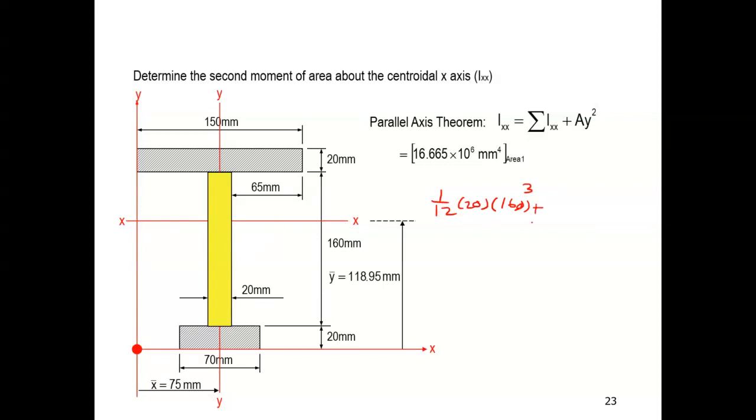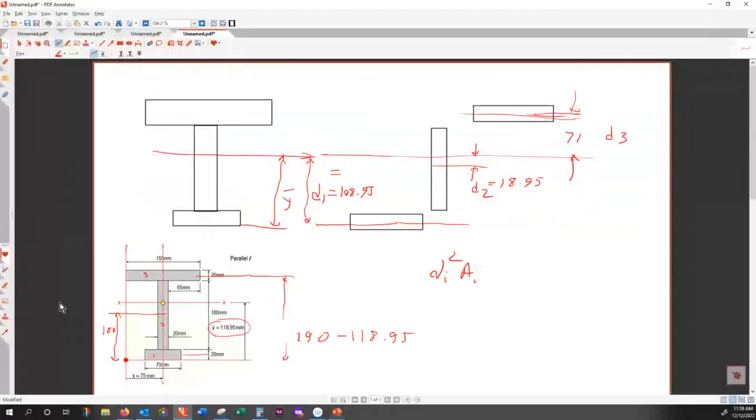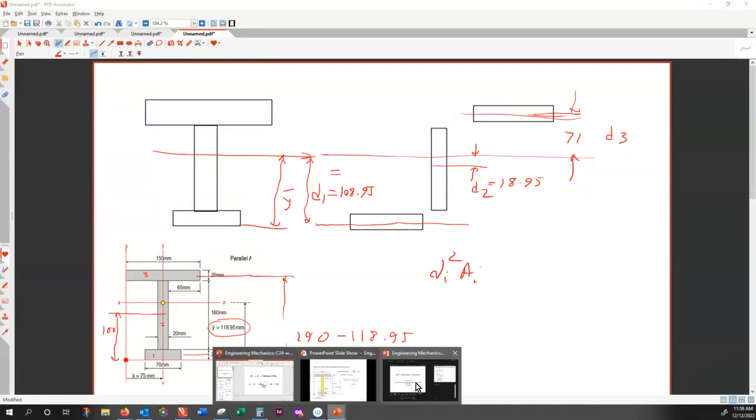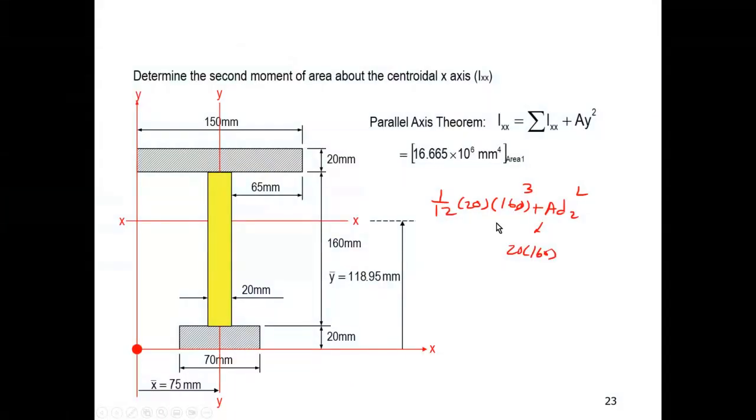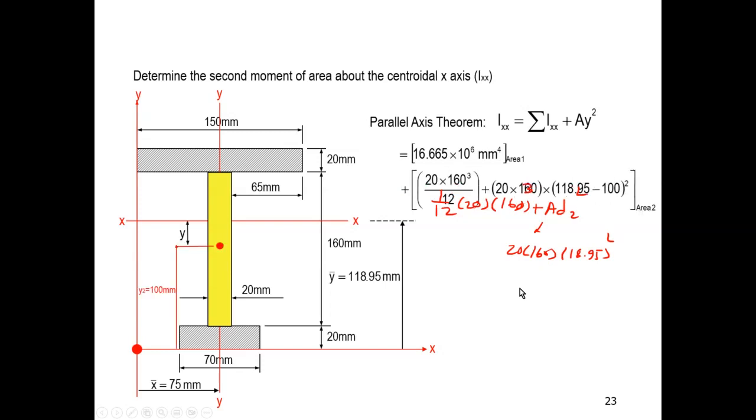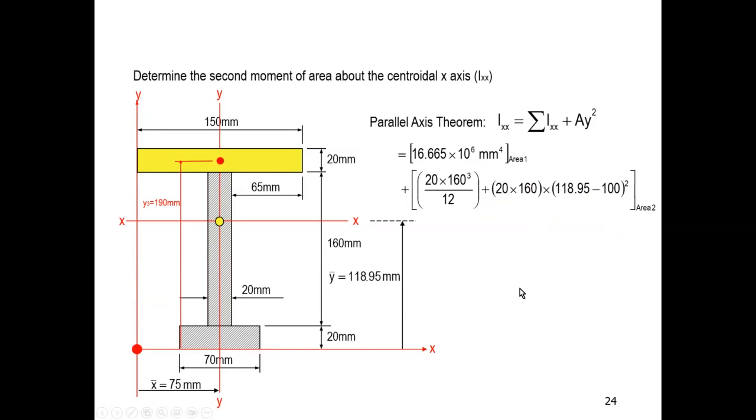What about the penalty? The penalty is multiplied by the area times D2 squared. The area is 20 times 160. And what about D squared? D squared for the second shape, that was 18.95. So let us work this out. Yep, that's exactly the same thing.